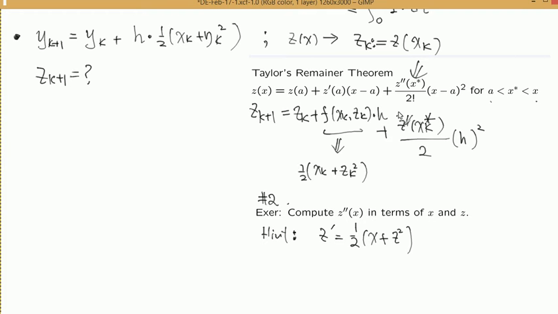And we have this z double prime in our analysis. We want to do something about it. So I want you to go ahead and figure out what z double prime is going to be here, if z prime is equal to 1/2 (x plus z) squared.